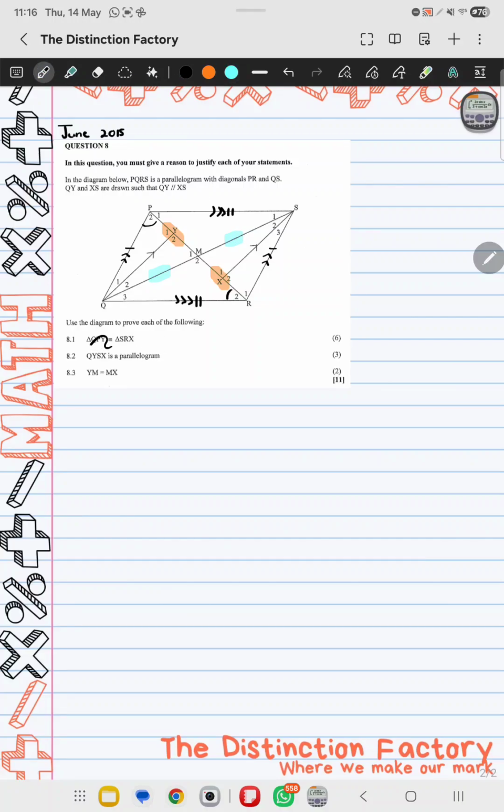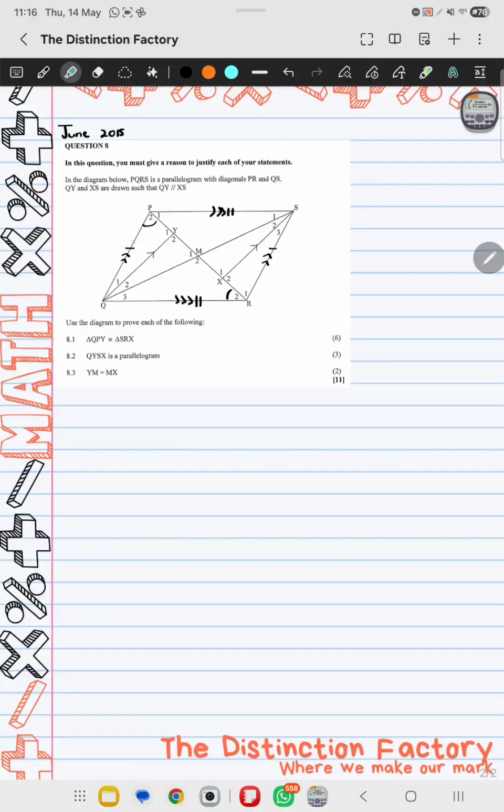Okay, it also says that XY and QS, or rather XS, are drawn such that QY is parallel to XS. And they have pointed that out for us here as well. The first one says, question 8.1, prove that triangle QPY is congruent to SRX. So let's see which triangles they're talking about. We're going to keep that in mind.